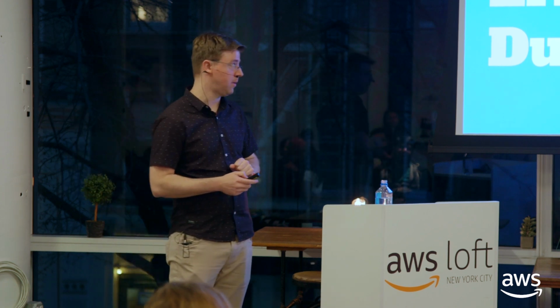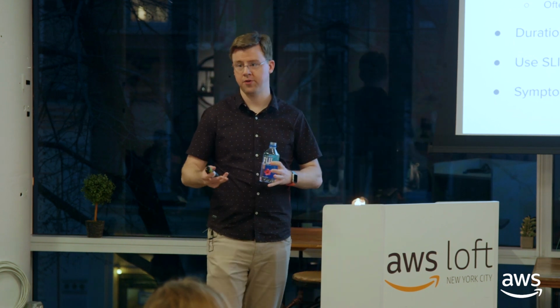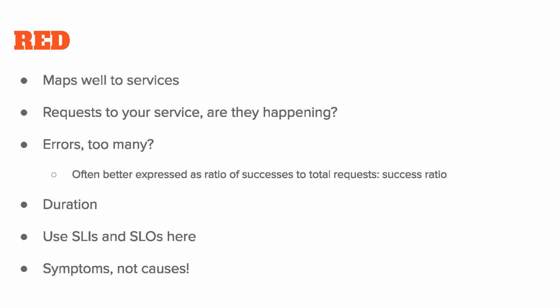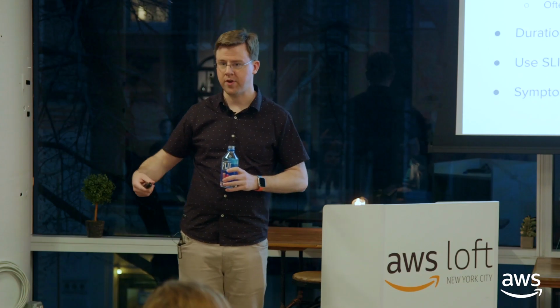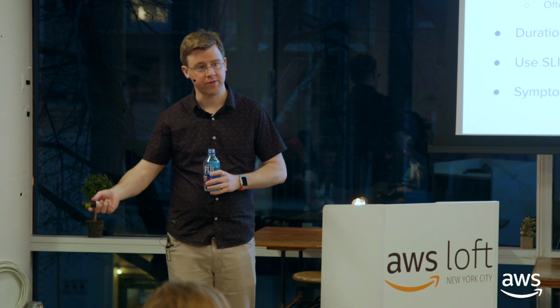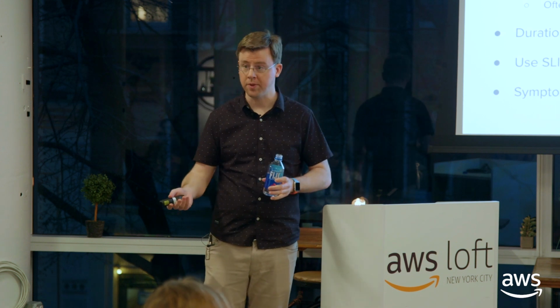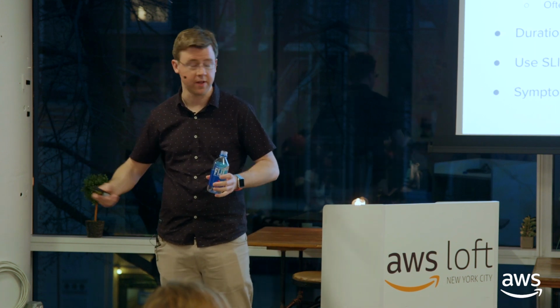RED, R-E-D. I know this has become very common, to hear people talk about RED metrics. We're going to talk about some other ones that are a little less common. So RED metrics maps very well to services, things that handle requests, transaction-based stuff. Requests to your service, are they happening? That's the R. Errors, are there too many of them? This is often better expressed as a ratio against the total number of transactions you've processed. So if we received 100 transactions and 99 of them were successful, then we have a 99% success ratio. This is often what you'll see in an SLO because we have a goal that we want 99% of things to be successful.